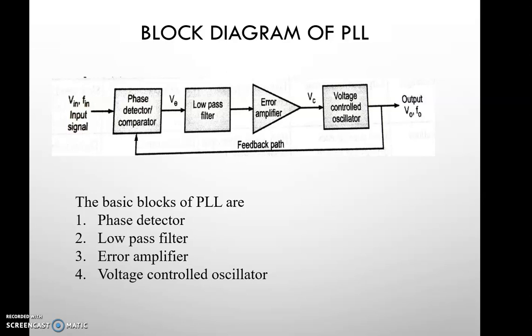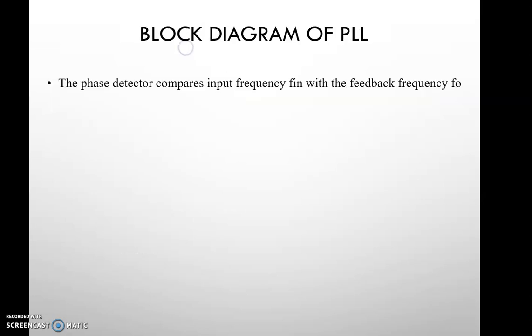The low pass filter will pass the low frequency signals and it will filter the high frequency signal, and it will give it to the error amplifier. The output of error amplifier, which is VC, is given to the voltage control oscillator. So we will see in detail the details of the block diagram.